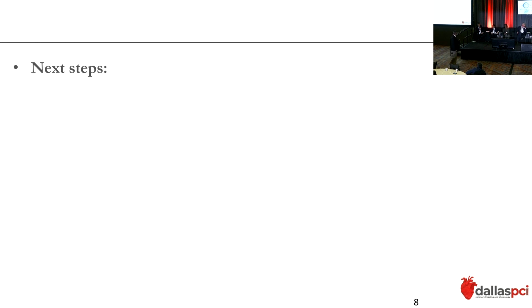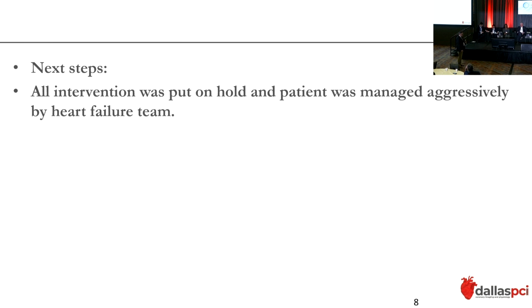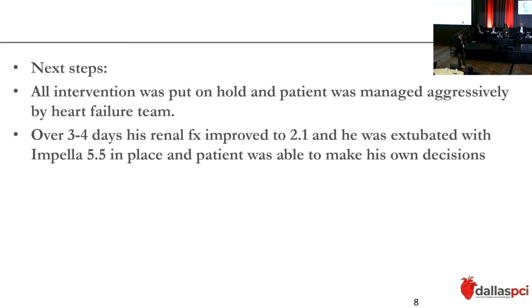All right, since this is a left main PCI case, I suspect you went ahead. So what happened, that's what we did. All intervention was put on hold, and the heart failure team started managing the patient aggressively. So we went on jury duty and then came back after 3 days, and his renal function improved. He was extubated. He had the Impella 5.5 in his right axilla, and he was able to make his own decision, and he wanted to proceed with PCI.